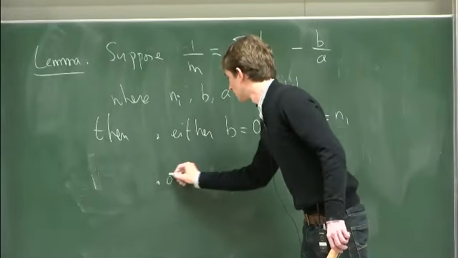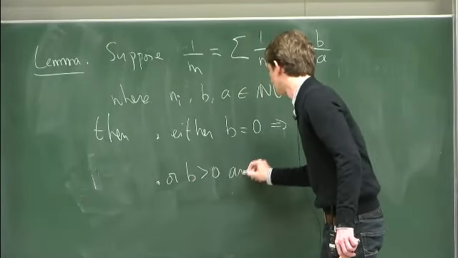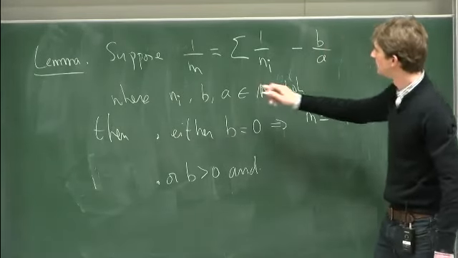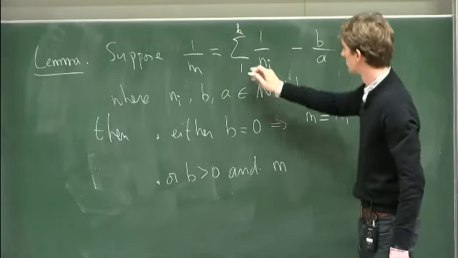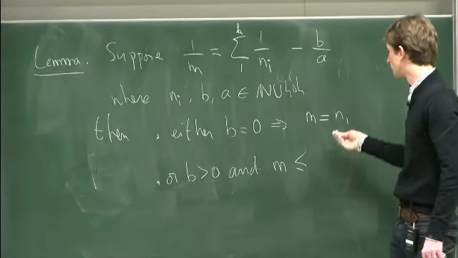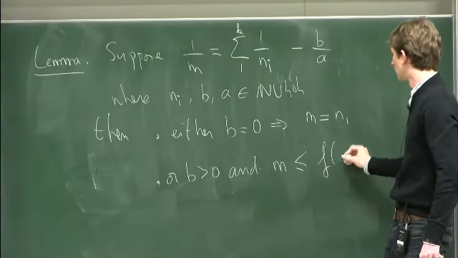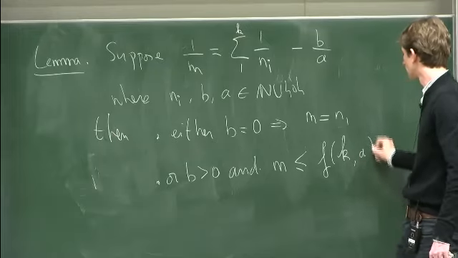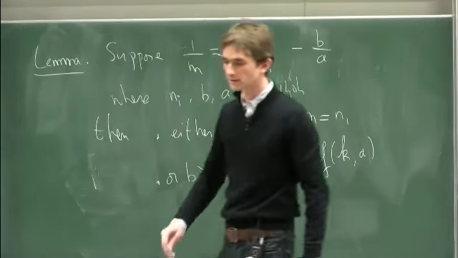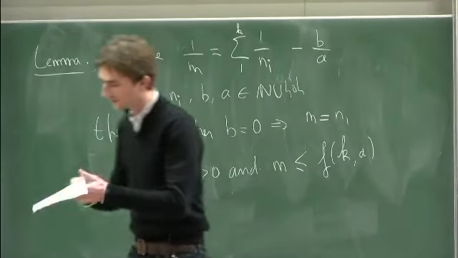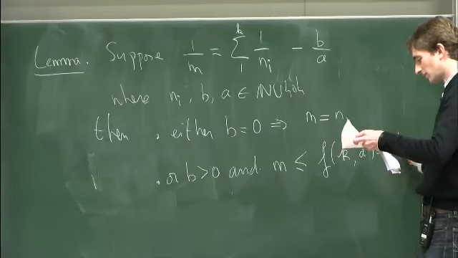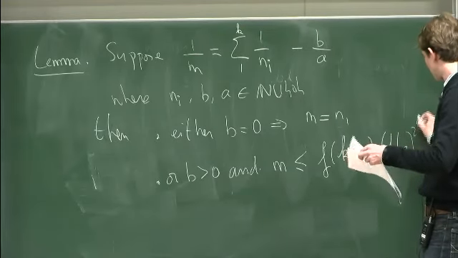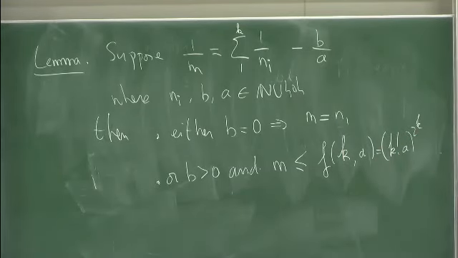or b is positive, and, supposing you have k terms here, little m is bounded by some explicit function of k and a, something completely explicit that you can write down. If you take k factorial times a to the 2 to the k, you're good.